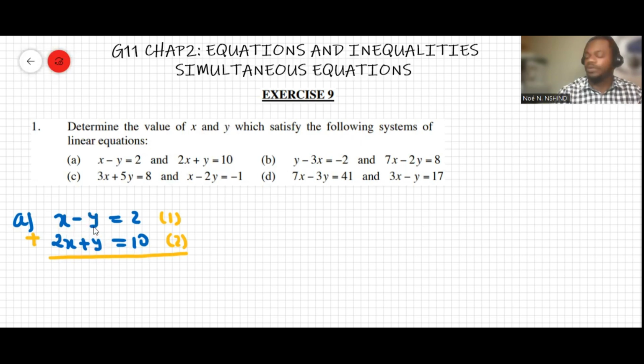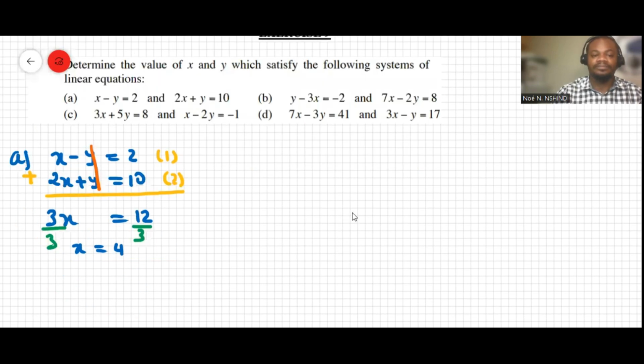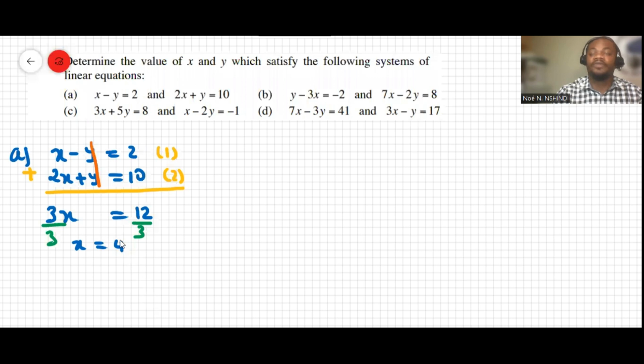So if I add the two equations, they become 3x, these two will simplify, equal 12. Now to get the value of x, I can just divide both sides by 3, then we get x equal to 4. Now that we have the value of x, we can substitute it in either equation 1 or equation 2 to find the corresponding y value.